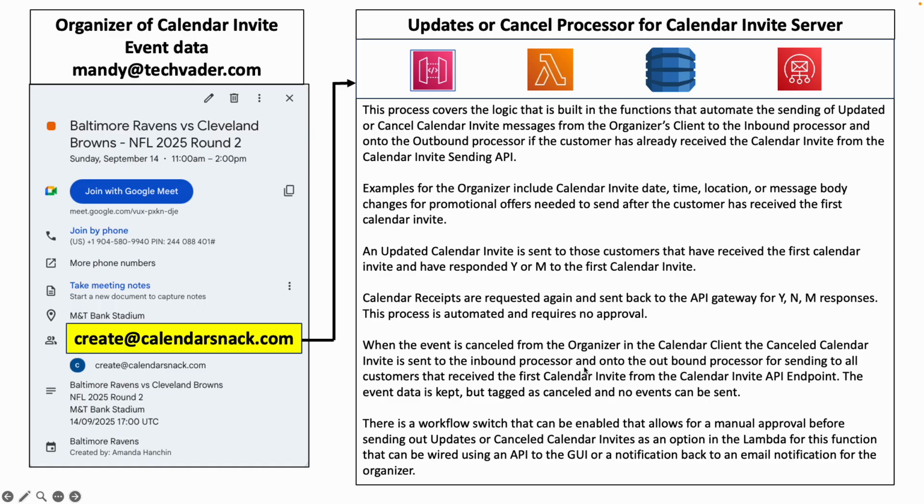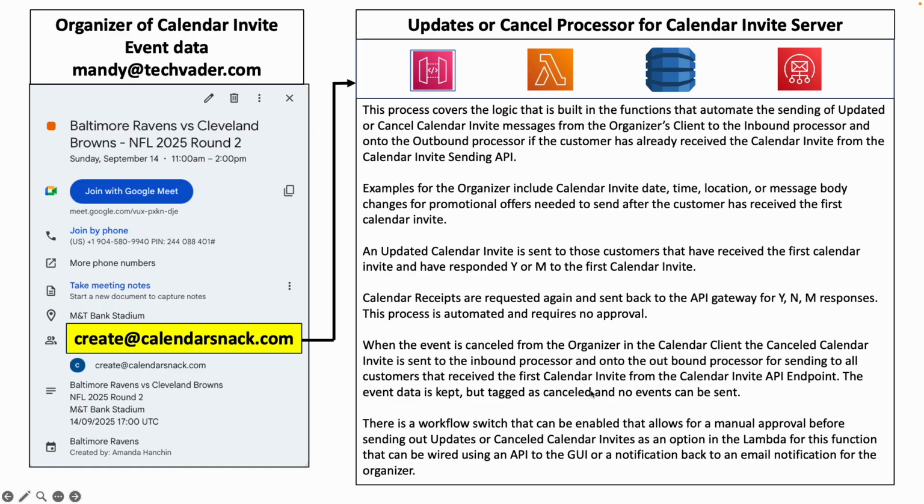That decision logic says let's pass it on to the outbound processor, and since that person has already received the first calendar invitation, this is going to automatically go to the inbound and outbound processor to send out the canceled calendar invite. So what happens there is that the event data is kept but tagged as canceled, and no events can be sent obviously after that.